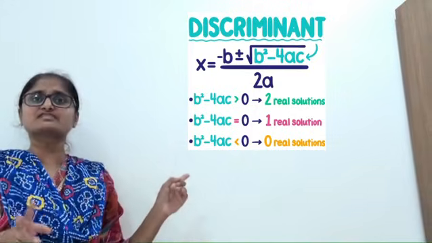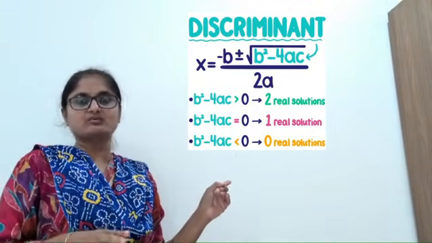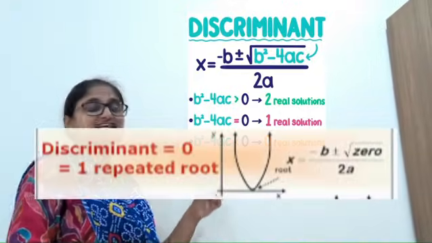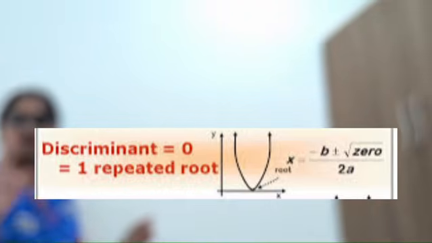Suppose b square minus 4ac is equal to 0. In this case, the roots will be equal. If we see the graphical representation, the parabola is touching at a single point. That means both the roots are coinciding at one point. And we can find the roots using the formula minus b by 2a.